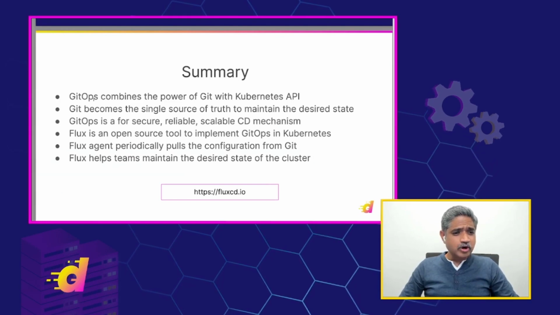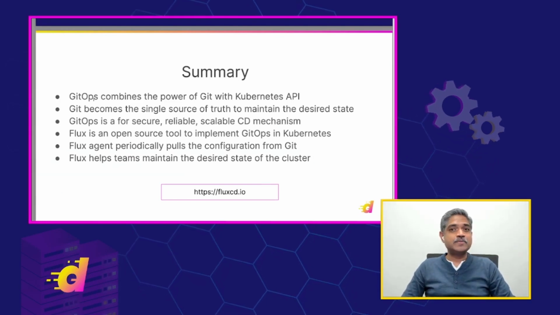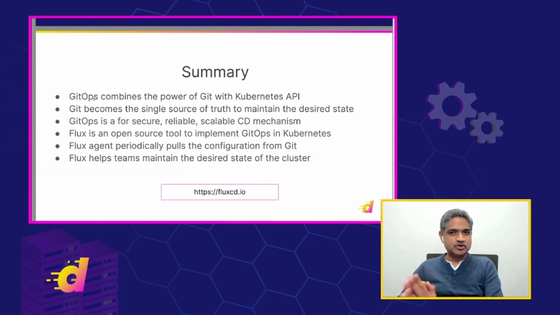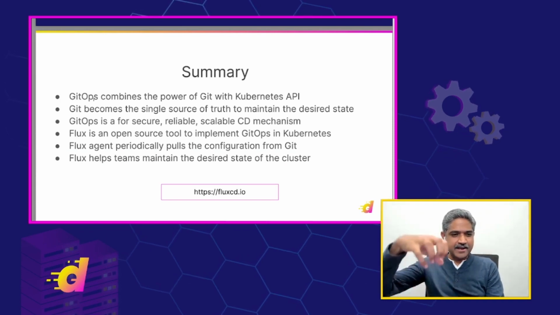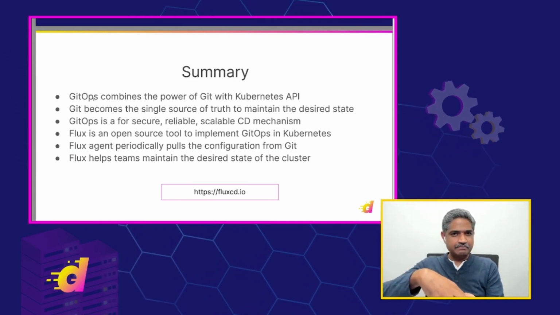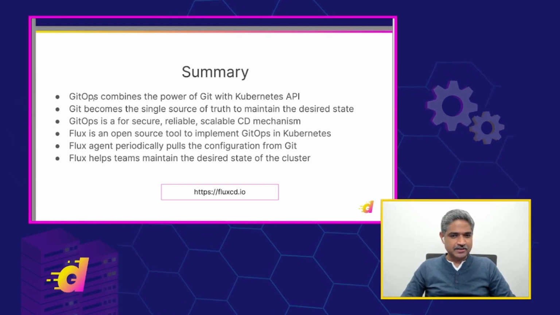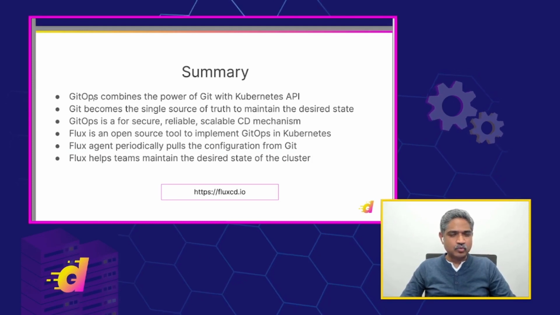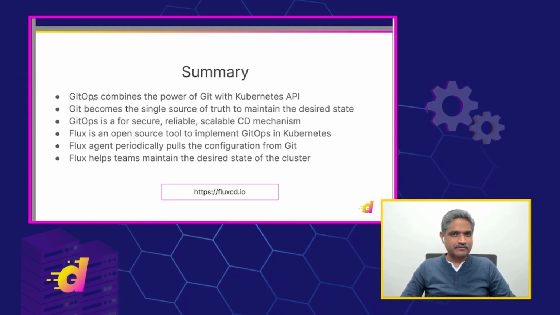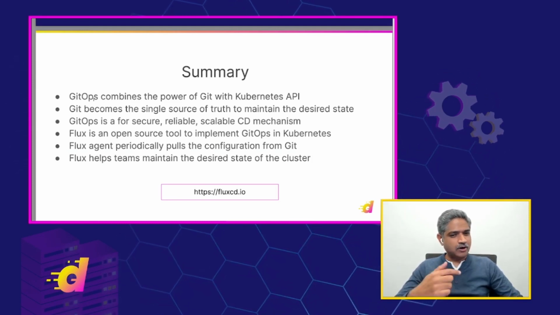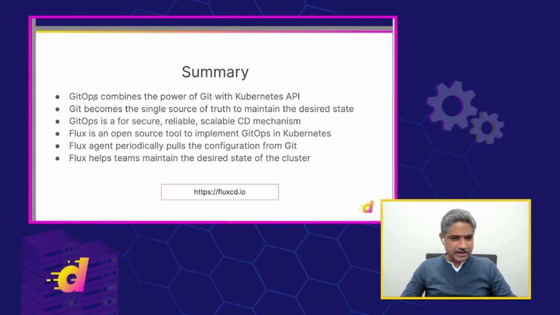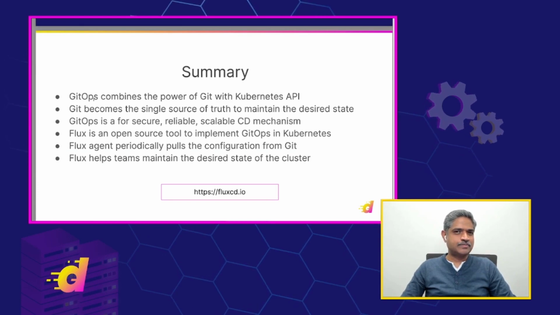GitOps combines the power of Git and Kubernetes API. On one side, you have the Kubernetes API. On the other side, you have Git. GitOps sits right in between and brings the best of both worlds. Git becomes a single source of truth to maintain the desired state. If I go ahead and delete one of the resources in Kubernetes, it automatically reconciles and shows up. So GitOps is a very secure, reliable, scalable, continuous deployment mechanism.